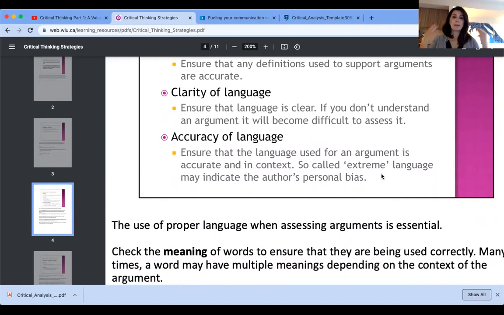So if I am adding my emotion within the language that I'm creating, it's called extreme language, and it might create some kind of a biased opinion, because if I am only relying on my own opinion without reading other sources and doing the research, how would I know that my idea is not biased? So make sure that you don't have any fallacies, and you avoid biases as well.